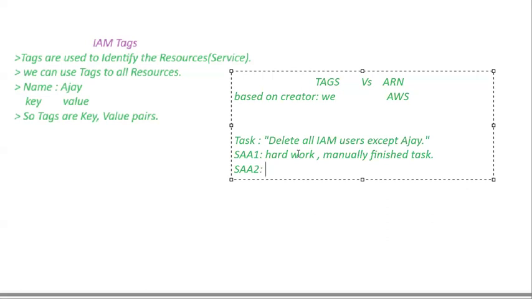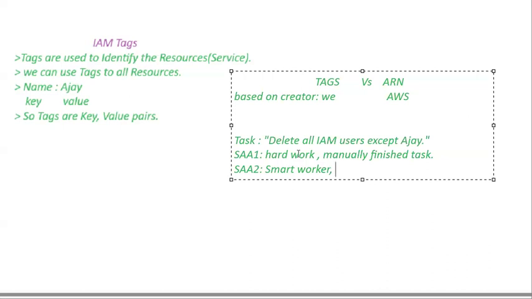It's really a very hard task. Let's say in my company there are 100 employees, and for those 100 employees I have IAM accounts. Deleting those 100 accounts will take very much time, right? Yes. So he did it manually. Now it's the turn of solution architect 2. He's actually a smart worker.